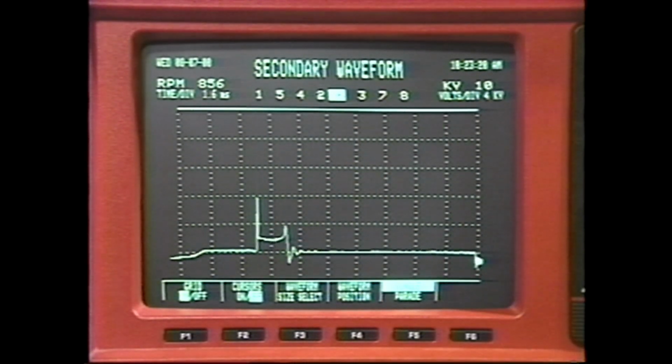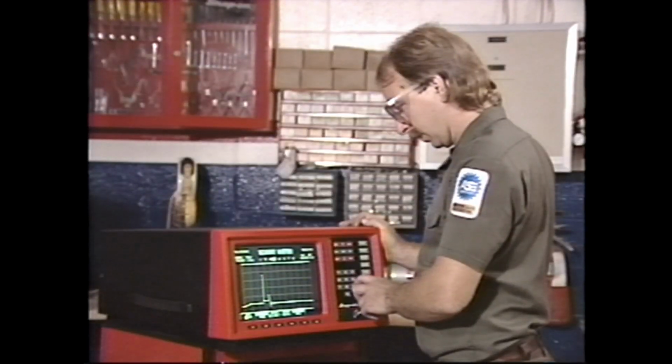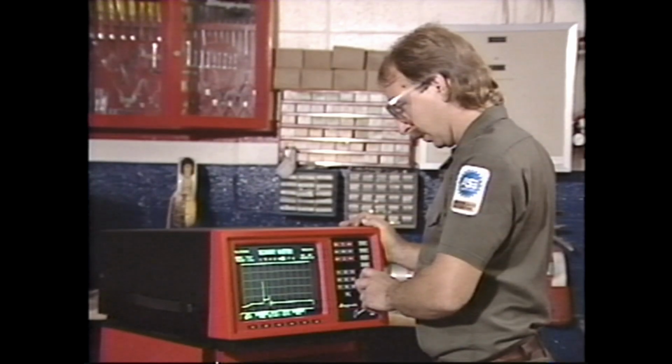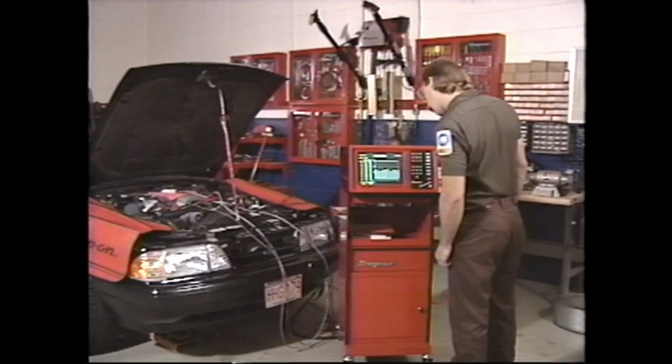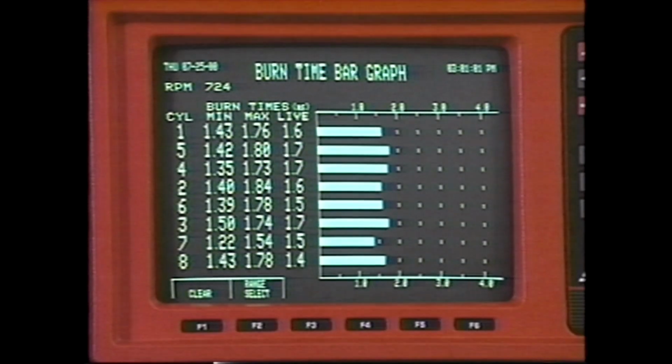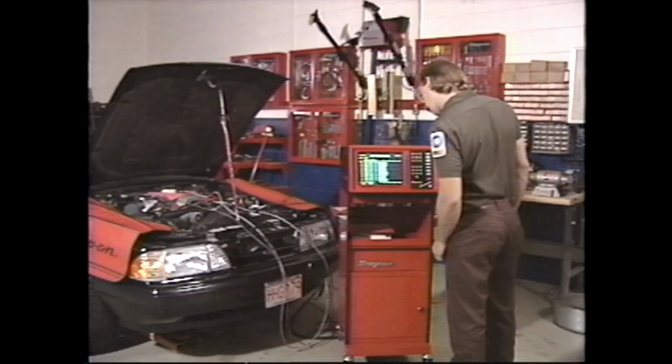A spark line should level out at about 1 to 4 kilovolts. The heights of all the spark lines should be about the same. The spark line should be reasonably level and free of hash. Use the kV bar graph to measure the voltage requirement to fire each cylinder. Use the burn time bar graph to compare and analyze spark duration.